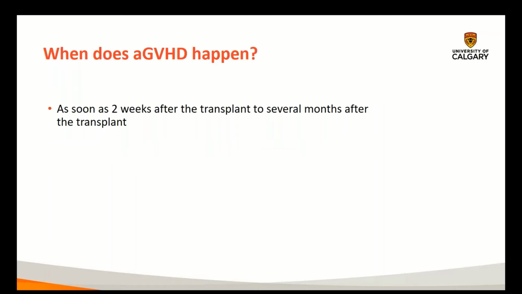So graft versus host disease, as the name implies, acute graft versus host disease, tends to happen fairly early after the transplant, even as early as 2 weeks after the transplant, as soon as that new donor immune system is taking hold in the recipient. But it can happen really out to even several months after the transplant. And that means that we're monitoring patients and seeing them very frequently early after the transplant, because this is something we don't want to miss.